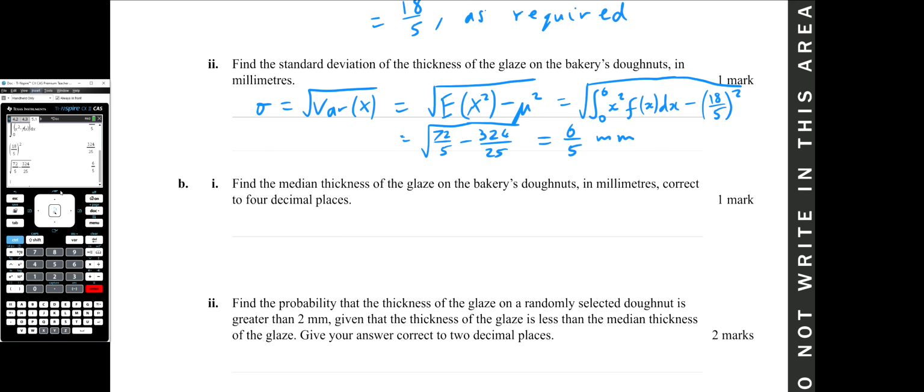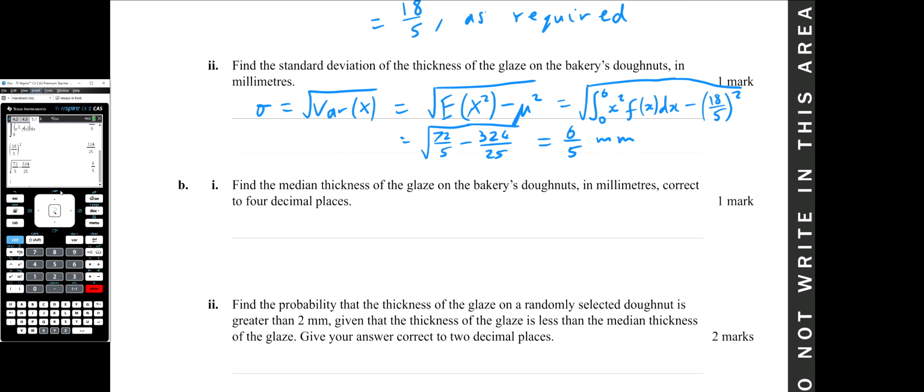So part B, part 1, find the median thickness of the glaze in millimeters, correct to 4 decimal places. Okay, so if we let the median be m, then this means that the integral from 0 to m of f of x with respect to x is going to equal half, because the median is the x value that divides the area into 2 equal halves. So let's do menu 3, 1, and then shift plus 0 to m of f of x dx is equal to 1/2, and we're going to solve for m and control enter, and we get these two values here.